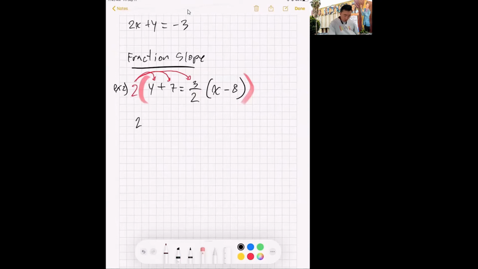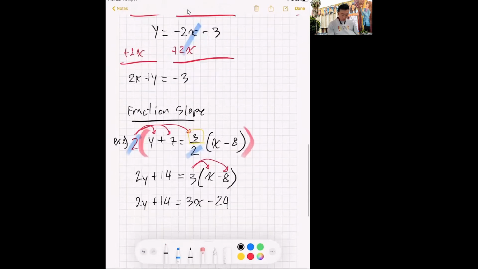So 2 times y is 2y. 2 times 7, positive 14. Now here's the beautiful thing. What happens when I get to the 3 over 2? The denominator and the numerator cancel out. That leaves me with just the 3. And voila, I no longer have to deal with fractions. And then you go ahead and just distribute. 2y plus 14 equals 3x minus 16, or no, minus 24. Sorry about that.